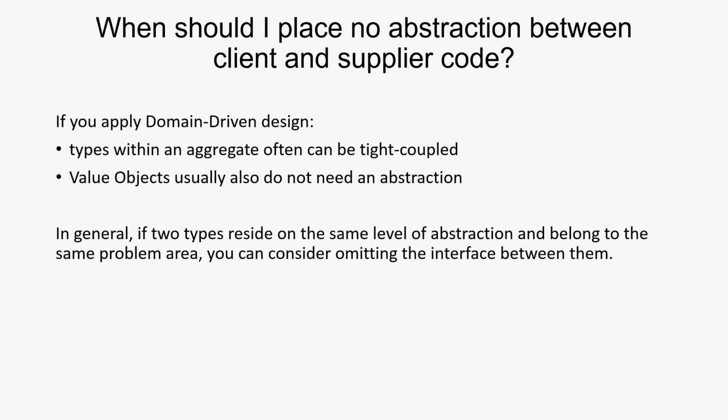In general, I would say if two classes solve a problem in the same domain, and if they reside on the same level of abstraction, you can consider leaving out the abstraction between them. But if in doubt, I would advise you to rather go for the abstraction between client and supplier, just because it is a little more flexible in the future.